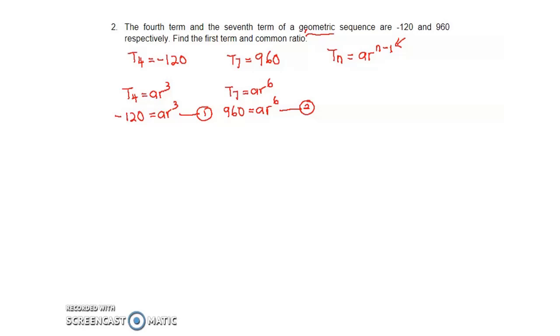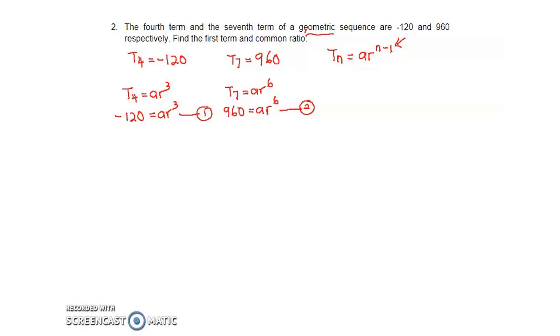Okay, now similarly, in the previous example, we need to eliminate or find one value first in order to find another value, because now we have two unknown values, which are A and R. So here, the easiest way is to eliminate A. So apply the rule of indices. AR means A multiplied by R. So A in equation 1 and A in equation 2, the power is equal to 1. So it is easy for us to eliminate A first.